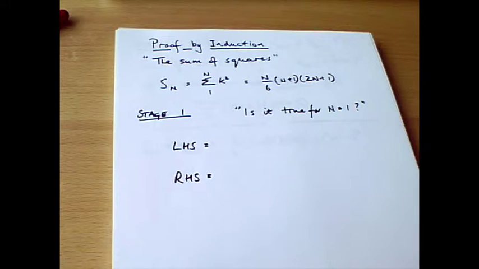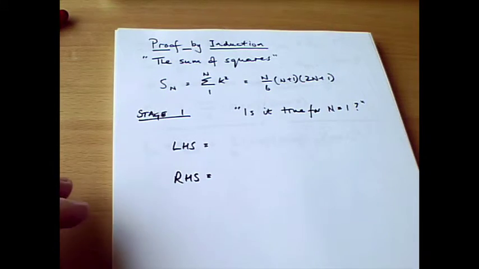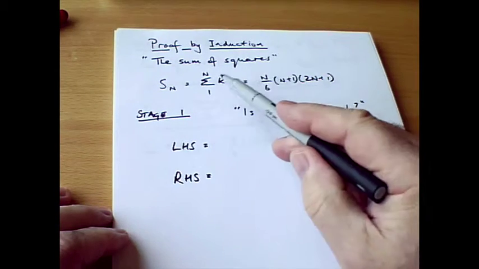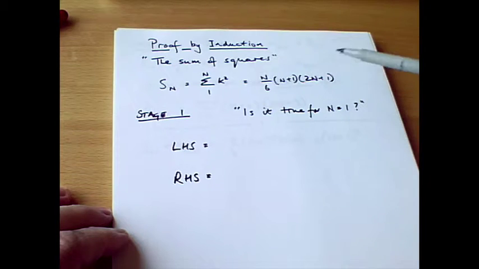Here's an example of proof by induction. The formula for the sum of squares can be found in your information for candidates booklet, and it is that the sum of the squares from 1 to n is n over 6 into n plus 1 into 2n plus 1. The first stage of the proof is to check it works.